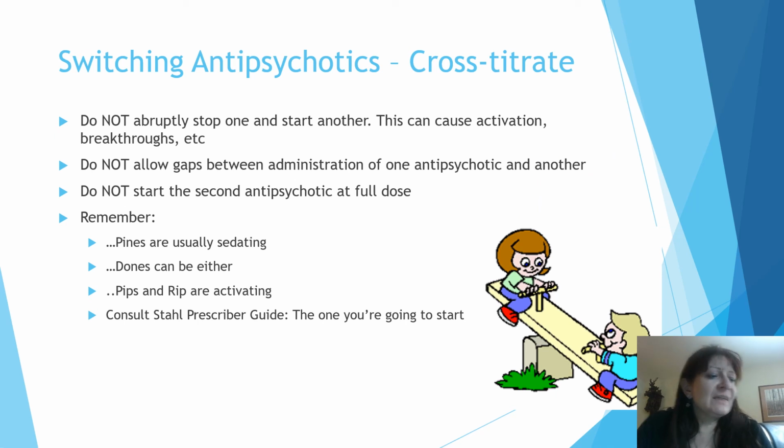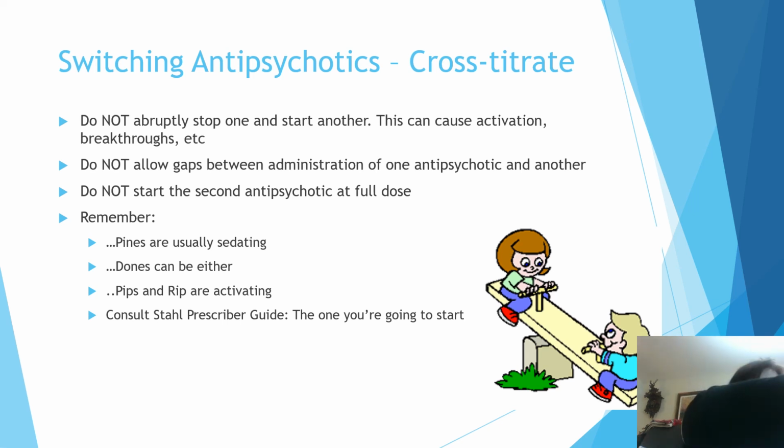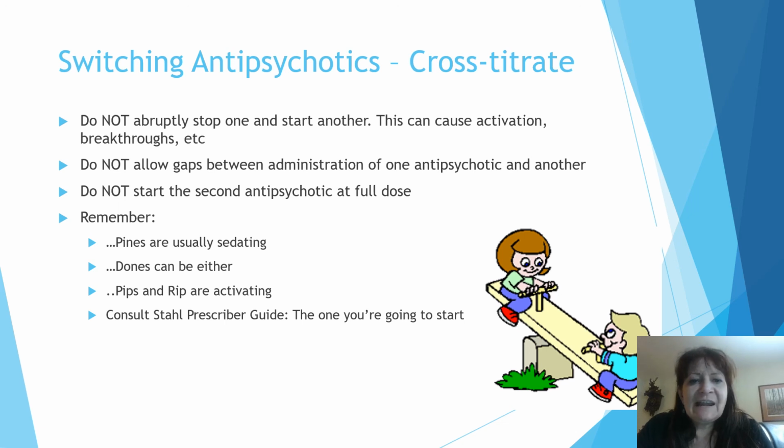So, some things to consider when you are switching atypical antipsychotics. What you want to do is cross-titrate. Do not abruptly stop one and start another one, as this can cause activation of symptoms, breakthrough of symptoms. You should not allow gaps between administration of one antipsychotic and another one, and do not start the second antipsychotic at full dose. Things to remember: the pines are usually sedating, the dones can be either, and the pips and the rip in comparison are activating.